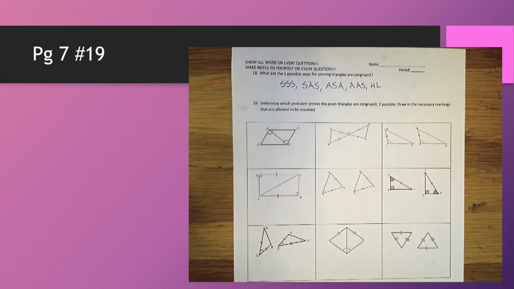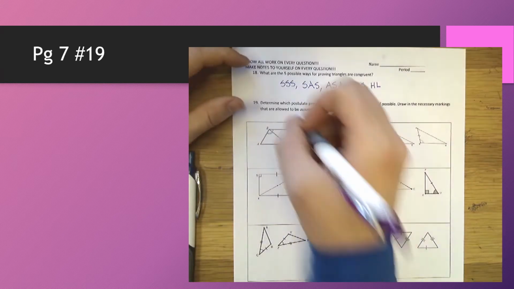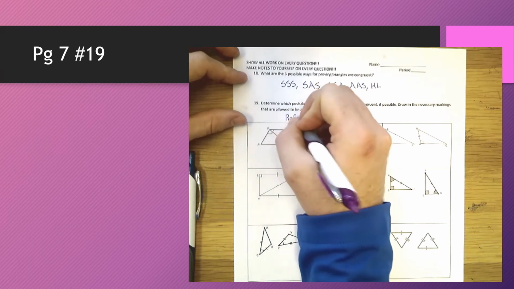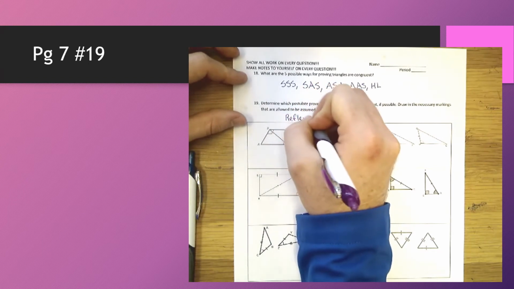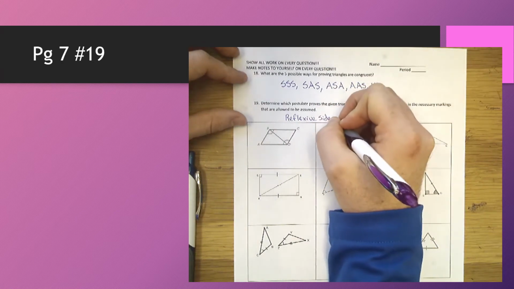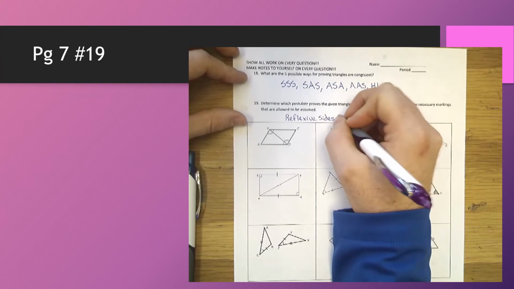All right, so now we're on 19. It says determine which postulate proves the given triangles are congruent. If possible, draw on the necessary markings that are allowed to be assumed. So there are 2 things that can be assumed when you're dealing with triangle congruence if you see it. And one is reflexive sides. So reflexive sides are when they share the same side in a triangle. So if they're sharing the side, it would have to be congruent.